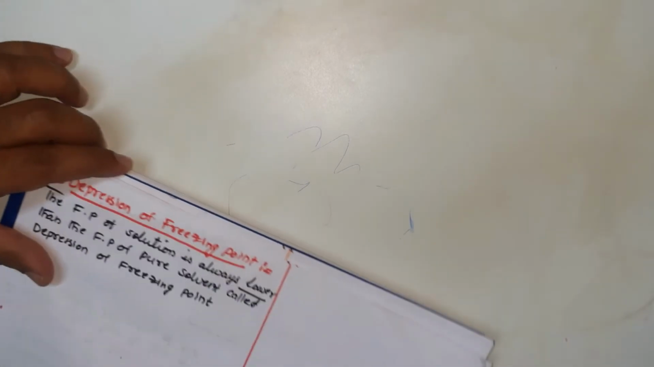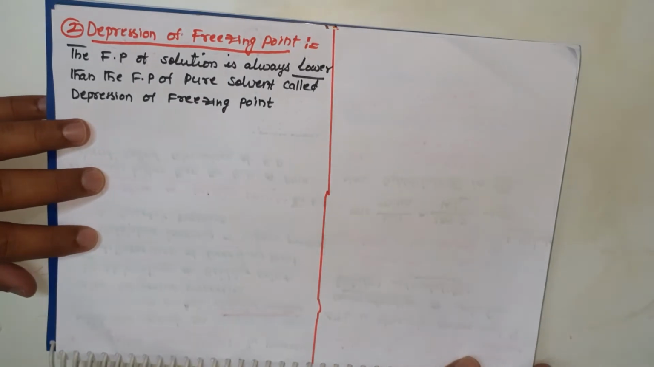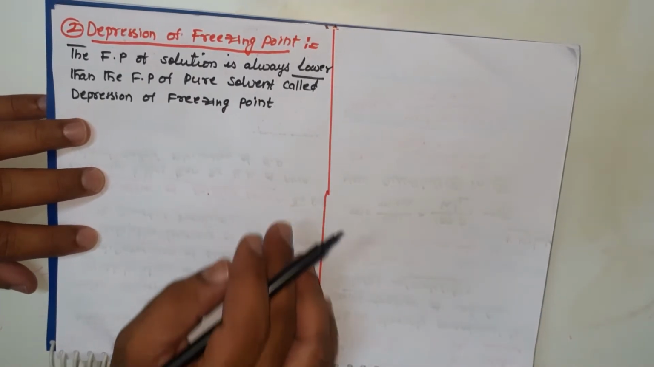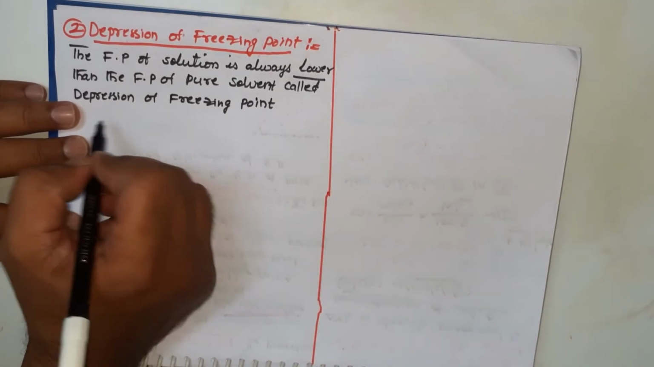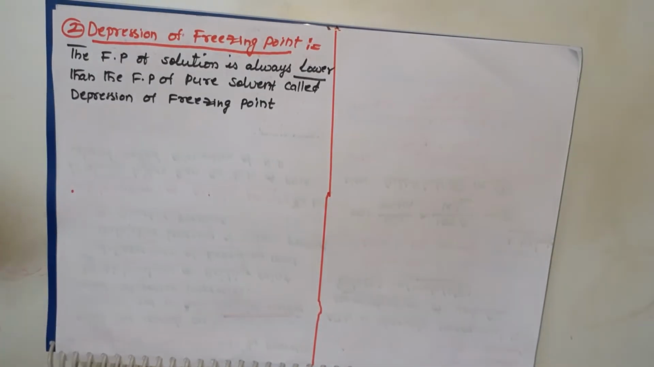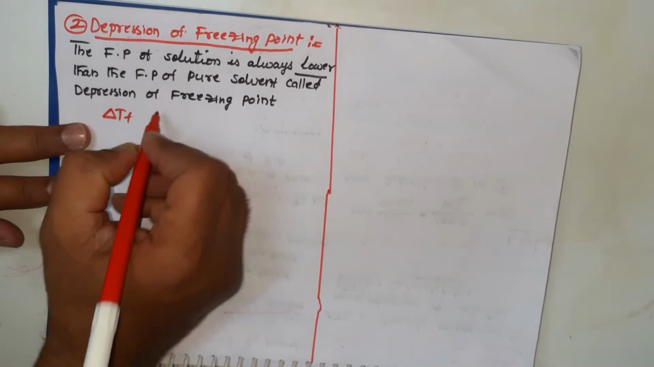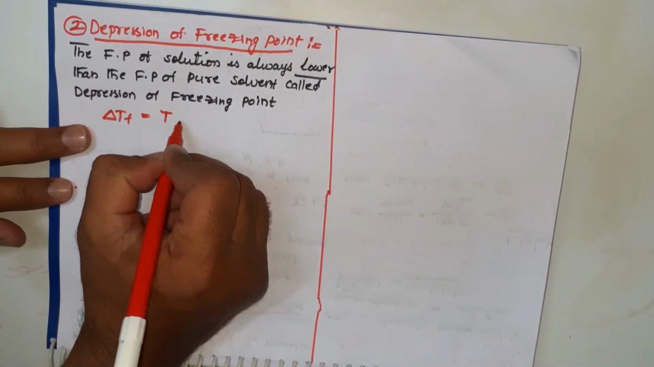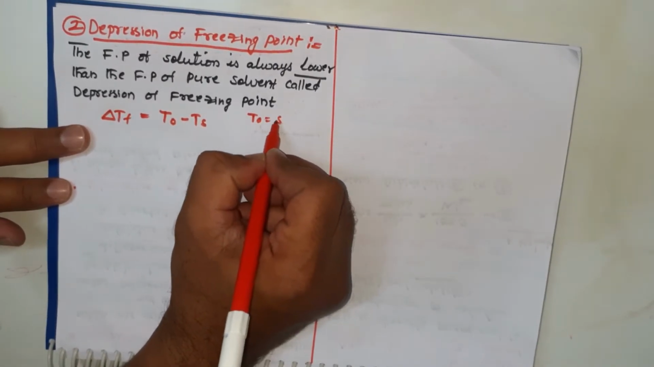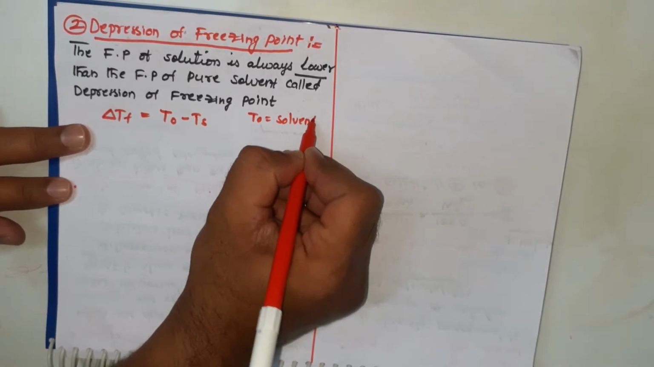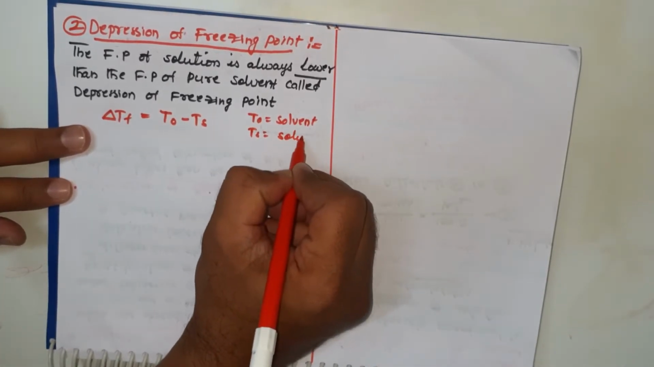That's why the freezing point of a solution is always lower, because of the solute particles present in that solution. How can we show this depression of freezing point? Delta Tf, where f means freezing point, is equal to T0 minus Ts. T0 is the pure solvent, that is water, as we assume. Ts is the solution that contains solute.